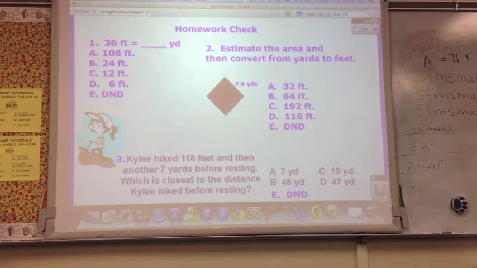So here's the homework check. Go ahead and do these problems. The first one is straightforward. Just make a proportion and find out the answer. Number 2 is like the rectangle example, where you have to estimate the area and then convert from yards to feet. And number 3 is like the bookcase example, where you have feet and yards and you have to make it all yards and find out the total.